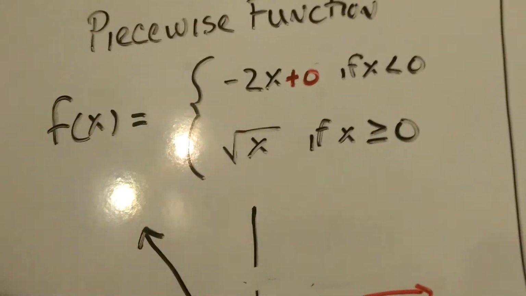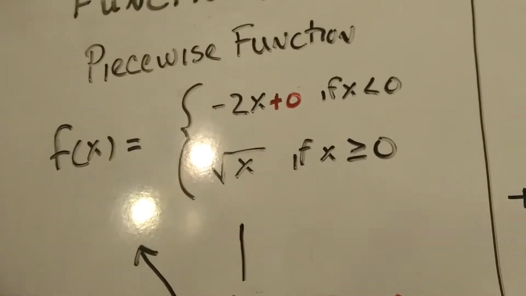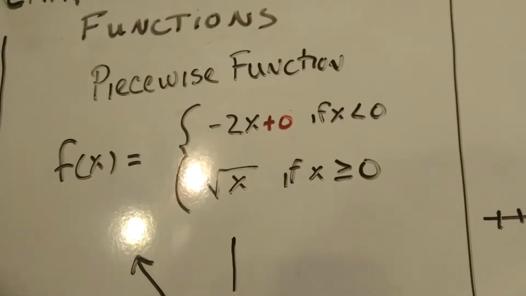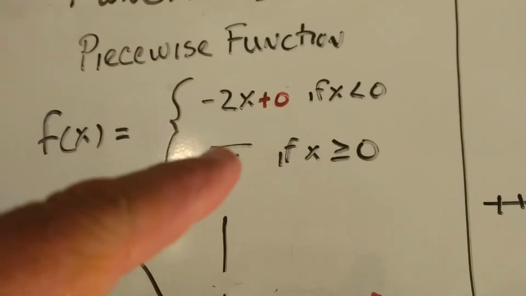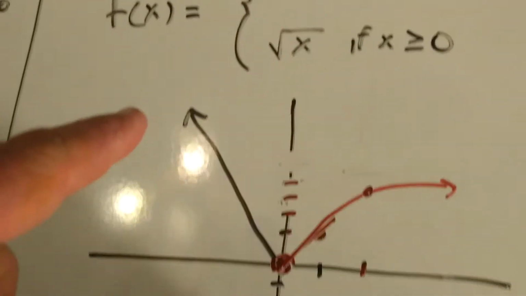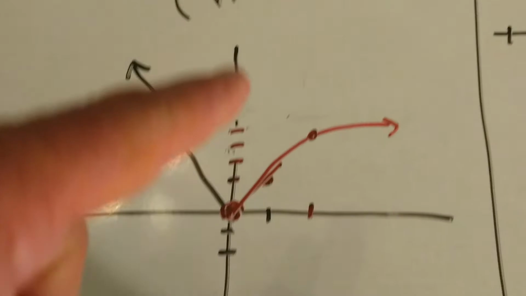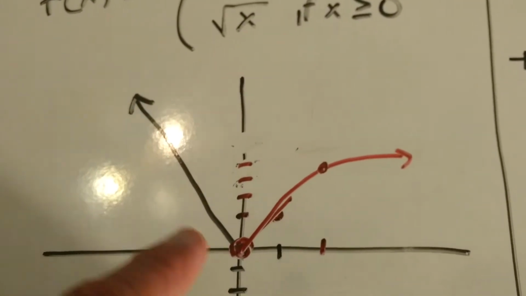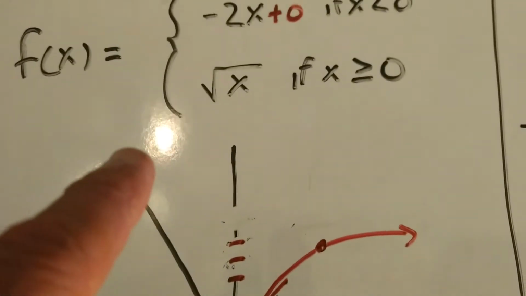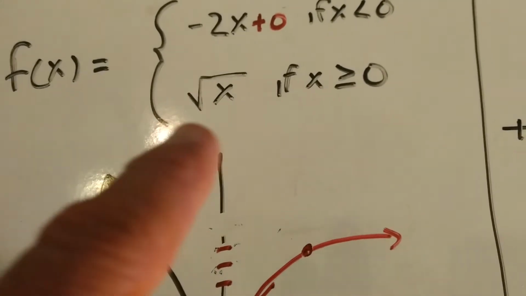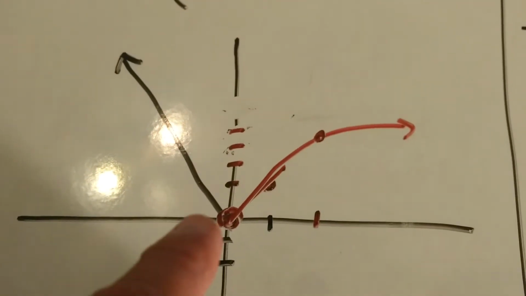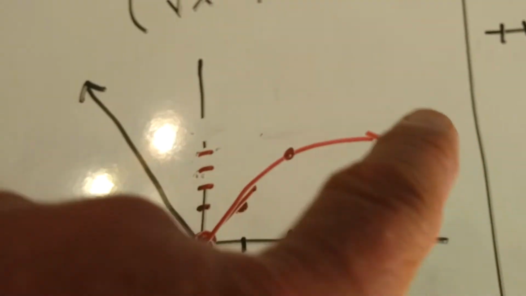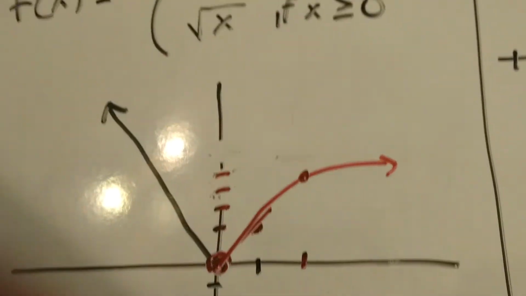Now see, piecewise function means you're going to use a piece of a graph of a function. In the negative 2x plus 0, which was this straight line coming here, we can only use x's that are less than 0, which means we could only use this part of the line. For the square root of x, it's x greater than or equal to 0, so we can use the whole thing, because that is the whole graph of the square root of x.